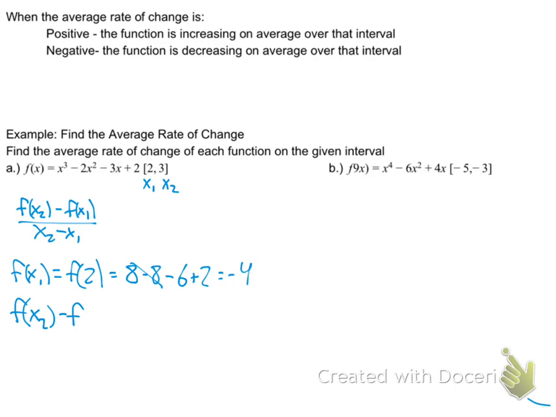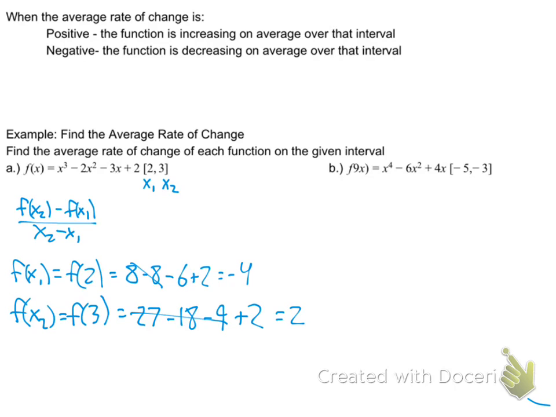What's f of x2? That'd be f of 3. What's 3 cubed? 27. What is 3 squared? Times negative 2, sorry. 9 times negative 2? Negative 18. And negative 3 times 3? Minus 9 plus 2. All of that cancels each other, leaving you with 2. Can you now fill in the formula?